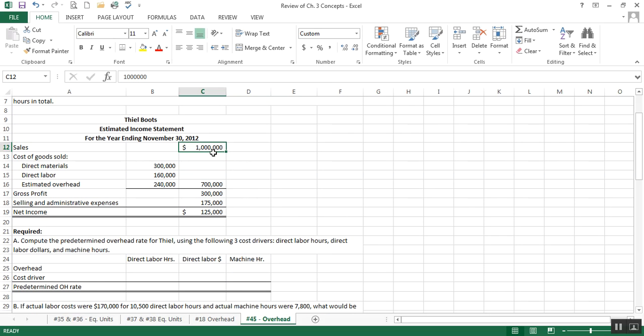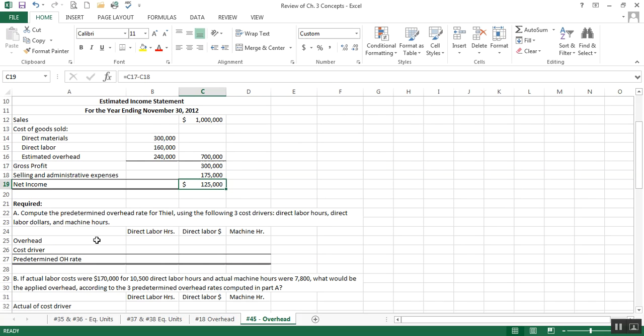Sales are budgeted at 1 million. Cost of goods sold are budgeted at direct materials costing 300,000, labor costing 160,000, and overhead is expected to be 240,000. Selling and admin expenses are 175,000, giving us a total net income of 125,000. Part A asks us to calculate the predetermined overhead rate using the following three cost drivers: labor hours, direct labor dollars, and machine hours. So what does this mean?